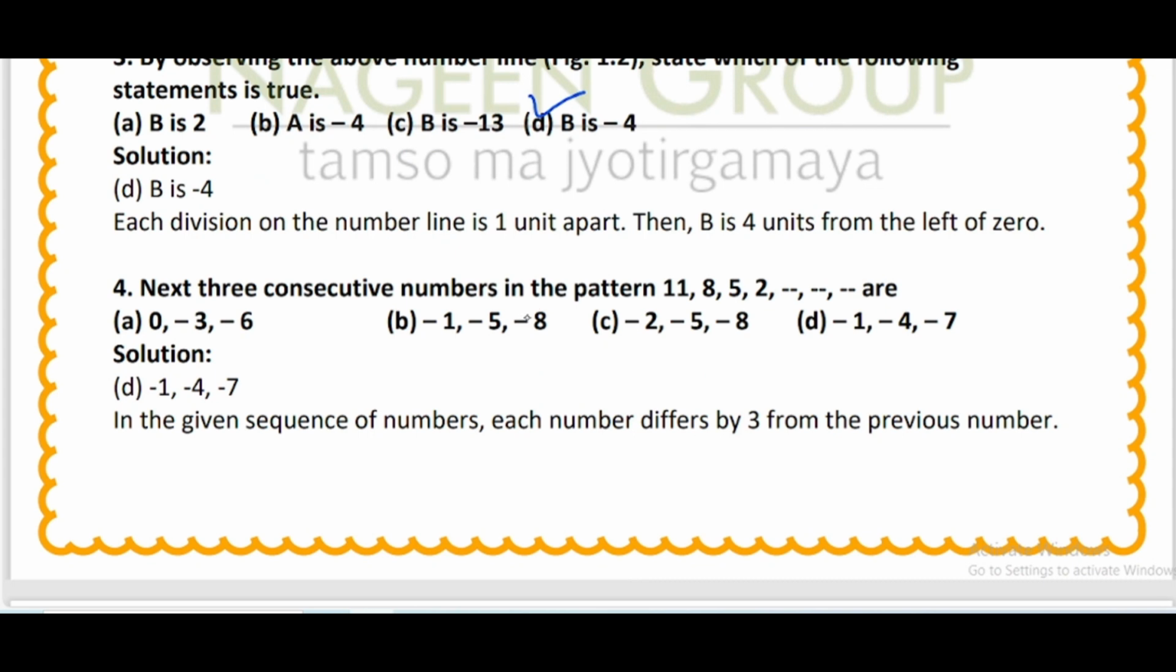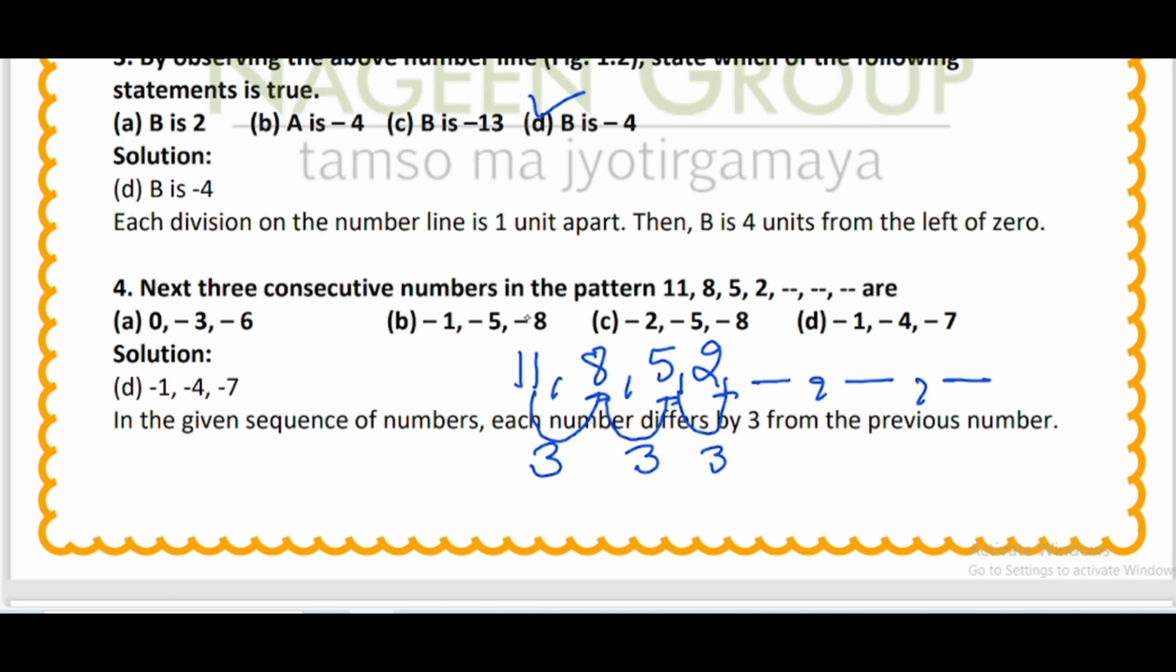Next 3 consecutive numbers in the pattern. Let's see. The question is 11, then 8, then 5, then 2. Then we find the 3 consecutive numbers in this pattern. Let's see. 11 is greater than 8 by 3 units. Same as 8 is greater than 5 by 3 units. Same as 5 is greater than 2 by 3 units. It means the gap between 2 consecutive numbers is 3.